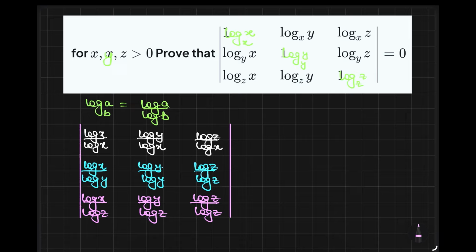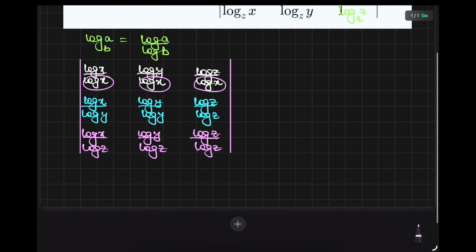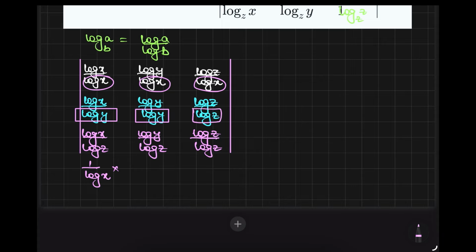Now from row number 1, from the denominator I will take log x common. So we will be left with log x, 1 by log x common. From row number 2, I will take 1 by log y common. So if we take this 1 by log y common, we are done. We need not do anything else.